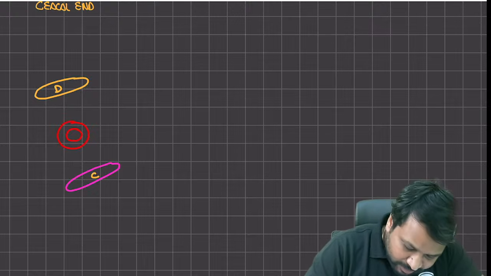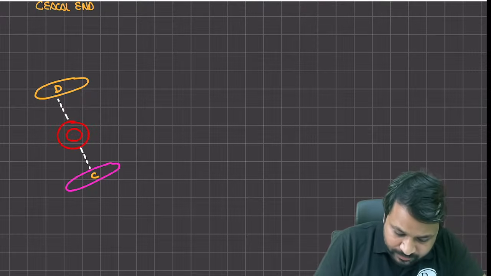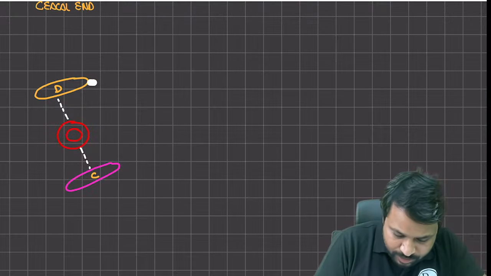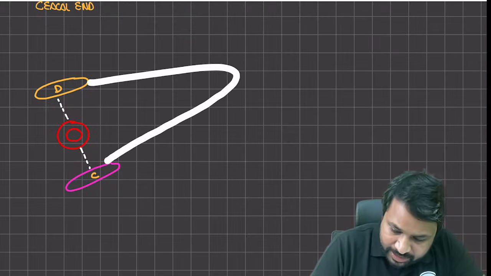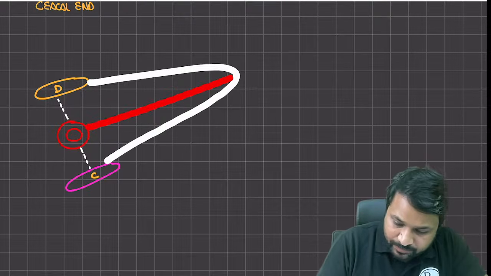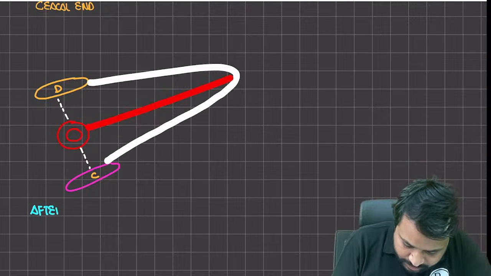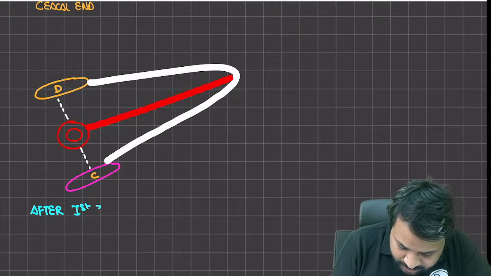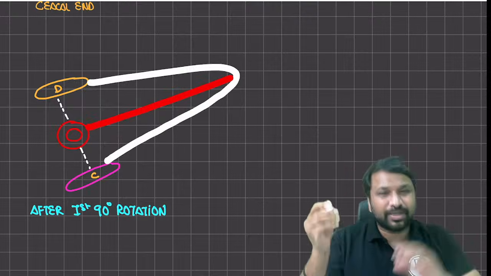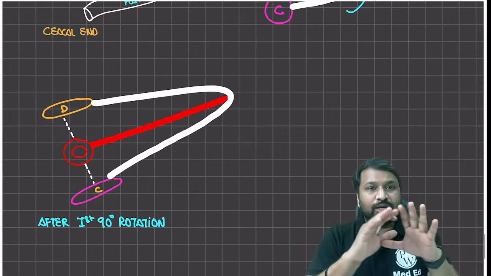All three of them have now aligned in a single line because of the first 90-degree rotation, right? This happens to be your first 90-degree rotation. Again, the axis is going to be the superior mesenteric artery. Okay? So this is the orientation after the first 90-degree rotation. Correct? Nothing much has changed. They all are in the same direction.